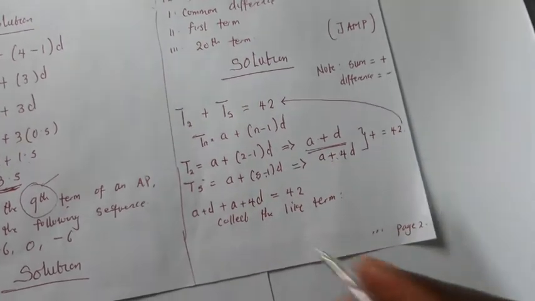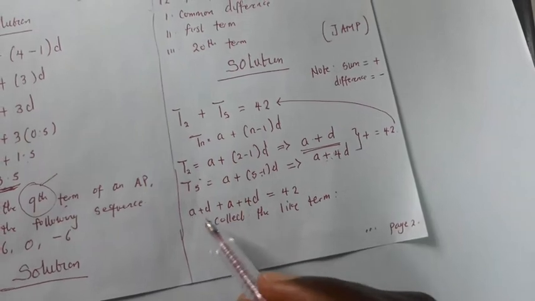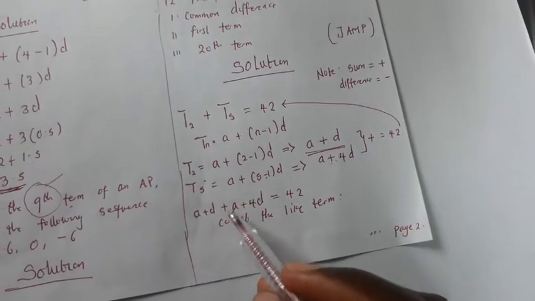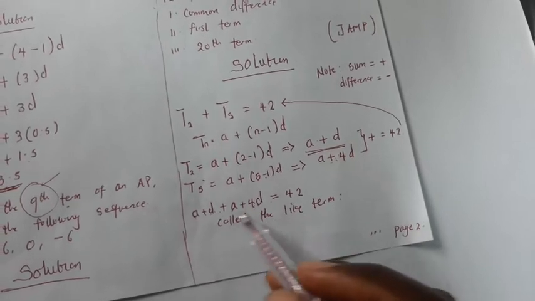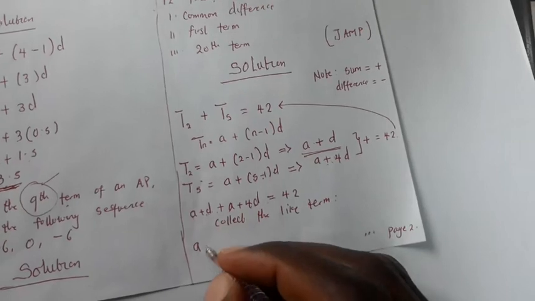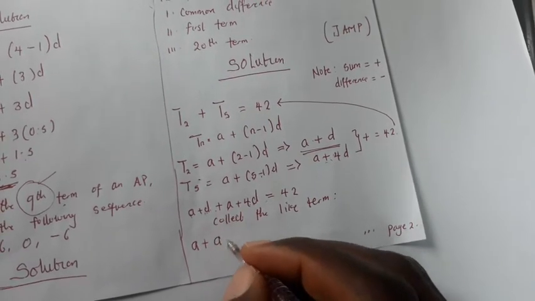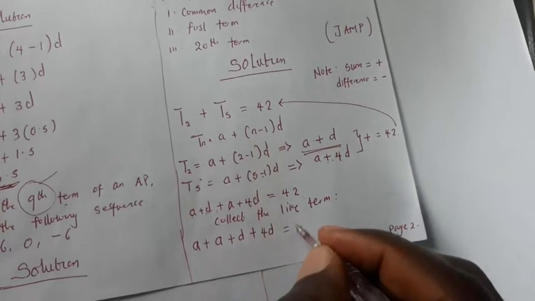Whenever we say collect the like terms, we collect those that are common to each other. For example, this is A, they are common. This is D, this is 4D, they are common because they have coefficients of 4, and here is an invisible 1. So here we'll have A plus A plus D plus 4D equals 42.